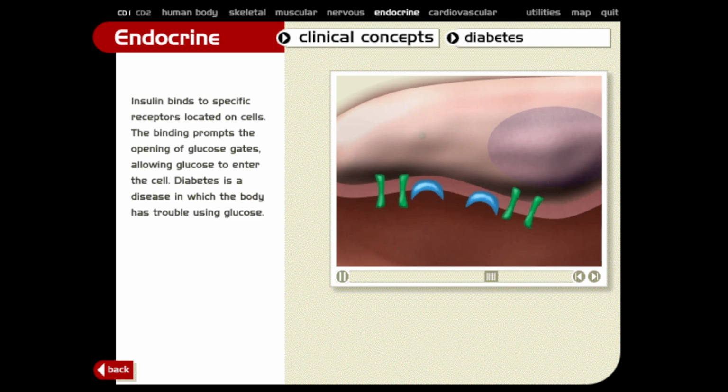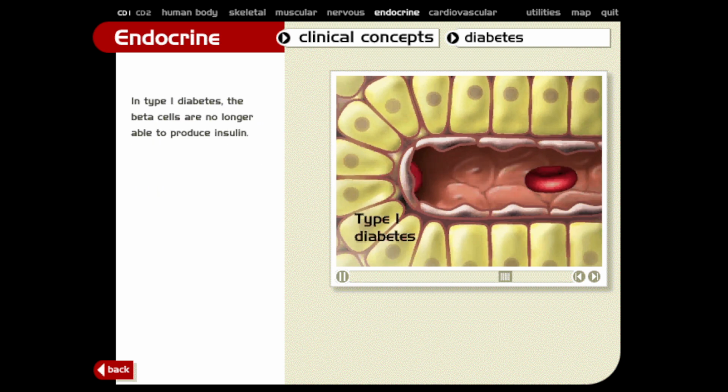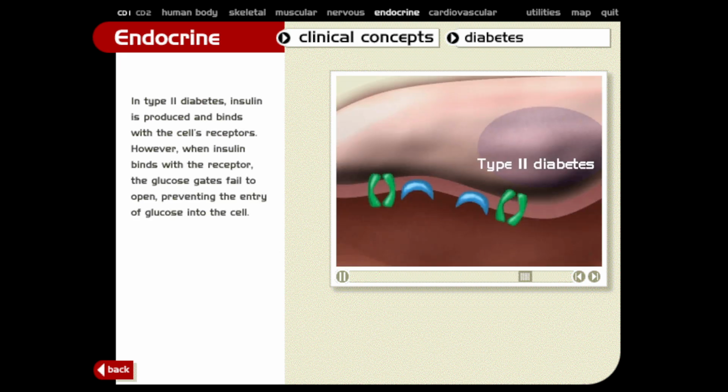Diabetes is a disease in which the body has trouble using glucose. In type 1 diabetes, the beta cells are no longer able to produce insulin. In type 2 diabetes, insulin is produced and binds with the cell's receptors. However, when insulin binds with the receptor, the glucose gates fail to open, preventing the entry of glucose into the cell.